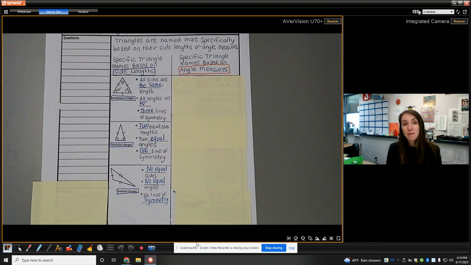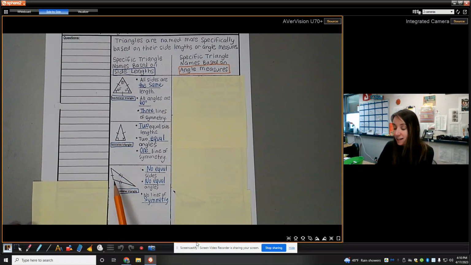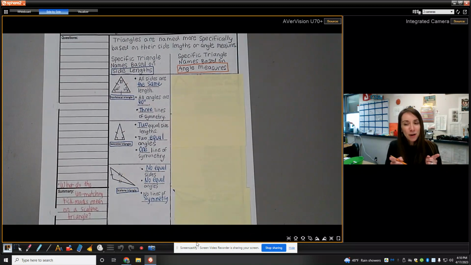Now, the third type of triangle named based on its side lengths is the scalene triangle. Scalene triangles have no equal side lengths. See how the tick marks on the scalene triangle are not matching? Additionally, there's no equal angles. And for scalene triangles, there's no lines of symmetry. My quick little question for you is, what do unmatching tick marks mean on a scalene triangle?